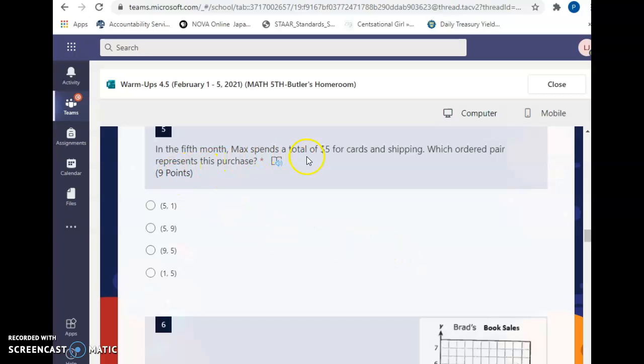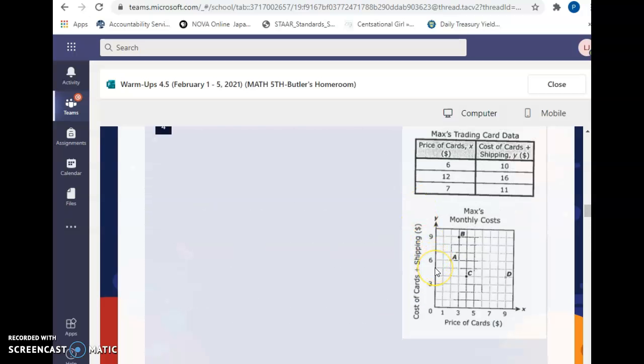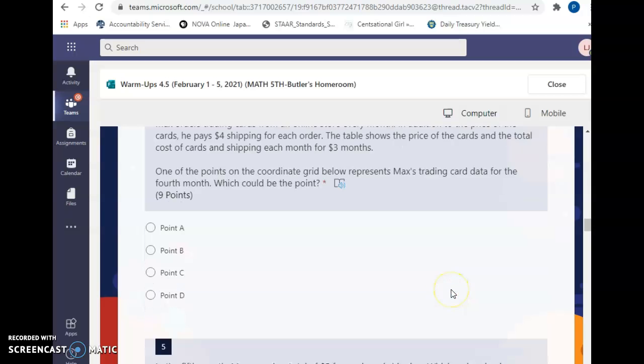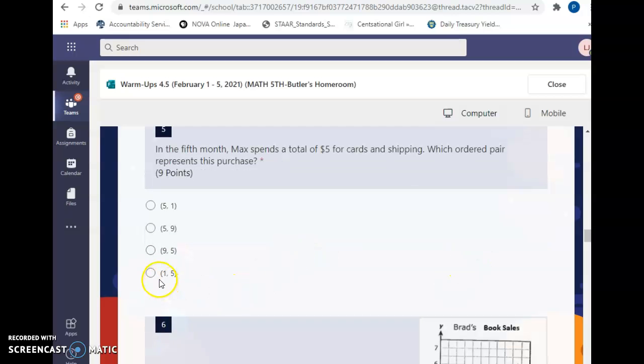On the 5th month, Max spent $5 total. So that's the total. So $5 here. Okay, $5 here. So you need to subtract 4. And what is the X? So $5 here. So the total is 5. So you need to subtract 4 to find what the price of cards is. Right? So that would be 1, 5. Not 5, 9 because 5 has to be the total. 5 has to be in the back.